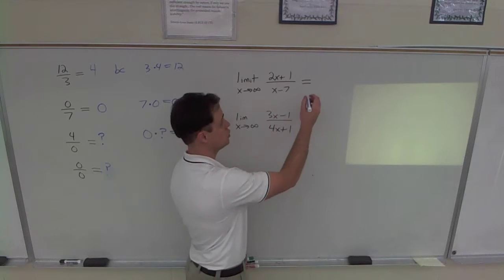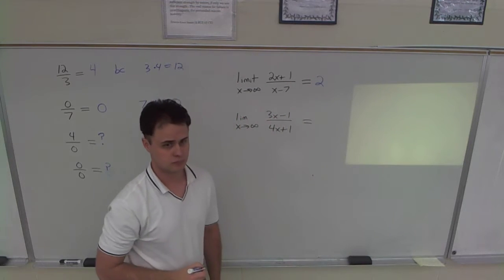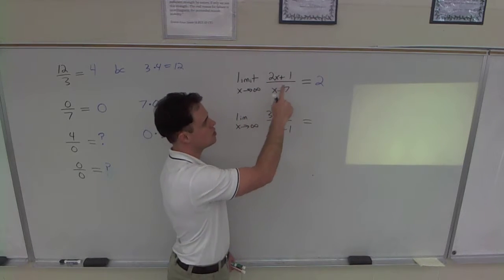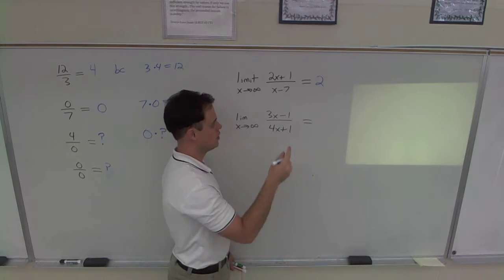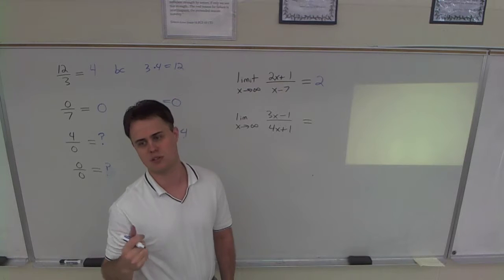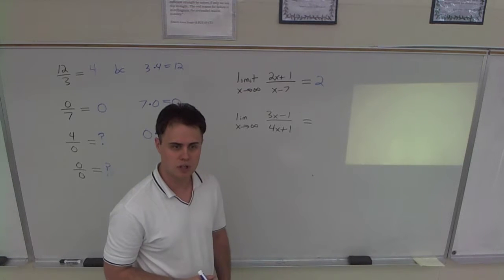Derek? 2. If you just plug infinity in, you'll get 2 times infinity plus 1, which is obviously infinity. And down on the bottom, infinity minus 7. Infinity doesn't care about 7. It says I'm still infinity. That's indeterminate. It's infinity over infinity.